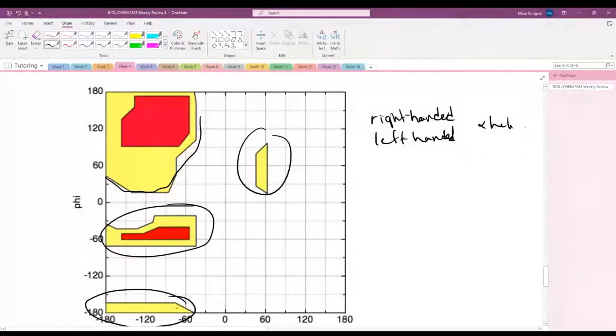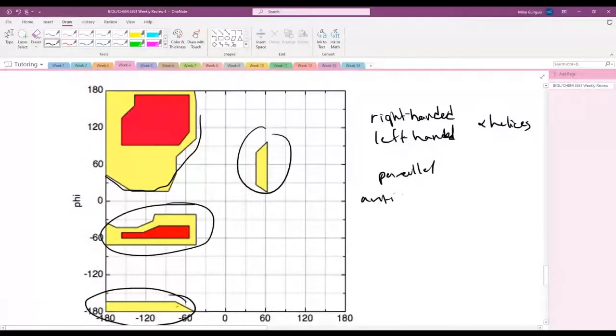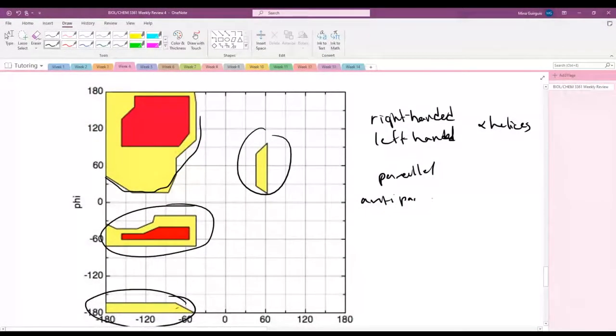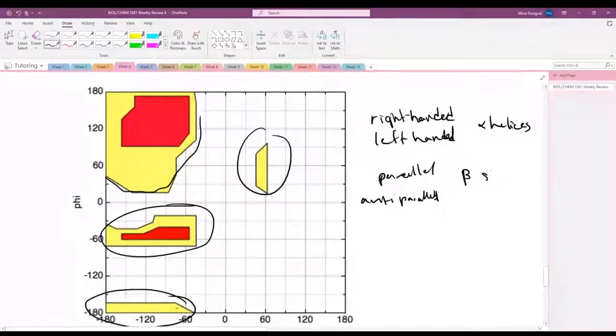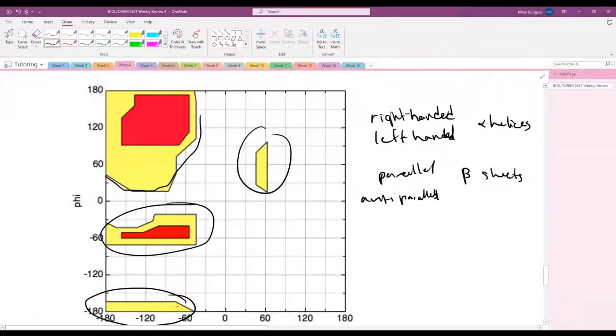Alpha helices and the parallel and anti-parallel beta sheets. Okay, so we are going to talk about these in a little bit more depth, possibly next week, possibly this week, depending on time. I do have next week's review, or what would have been this week's review, prepared. It really does depend on time.